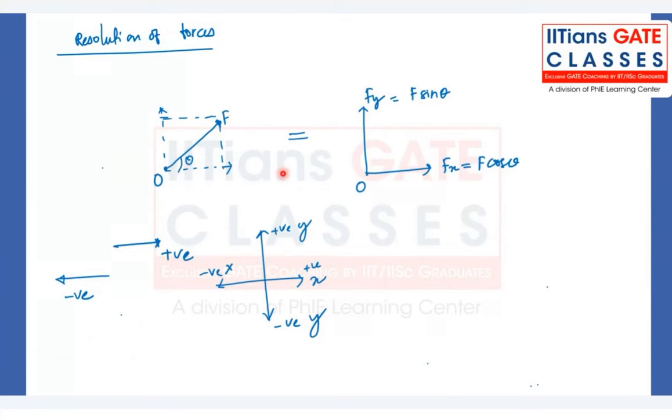Whatever effect is created on the body because of this external force F, which is acting at angle theta with respect to horizontal at point O, the same effect will be there if you replace this F with its two components, that is Fx and Fy. Fx is the horizontal component, Fy is the vertical component. You are just splitting this force into two components. So Fx will be F cos theta and Fy will be F sin theta, just by using trigonometry.